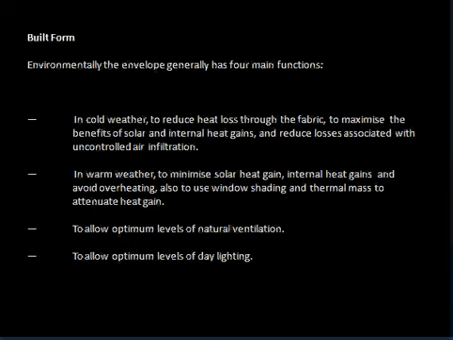In warm weather, slightly the opposite. We want to minimise solar heating and minimise internal heat gains. That will avoid overheating. So we need to think about window shading and thermal mass to attune the heat gains so they don't become excessive. We need to allow optimum levels of natural ventilation, but that would be purpose ventilation, controlled ventilation, and we need to think about making sure that we have a good quality daylight environment.